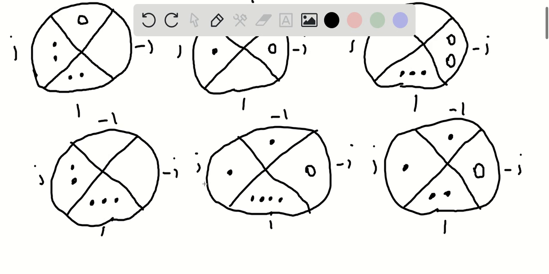I guess the bottom left here might be the easiest to see right away. I mean, here we have 1, 2, 3 in our ones, and then we have two i's. So that is definitely 3 plus 2i.